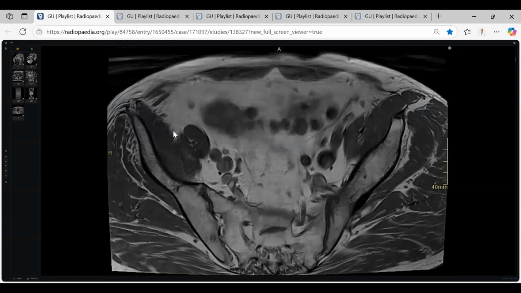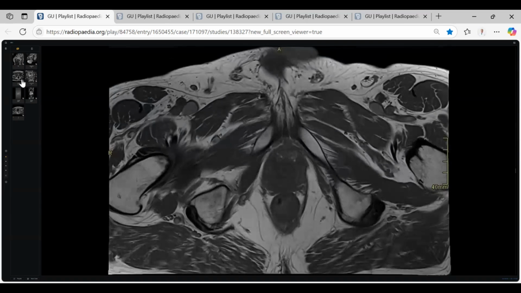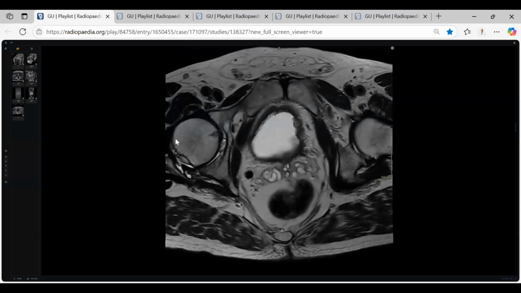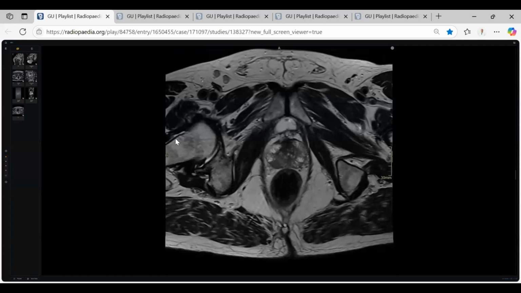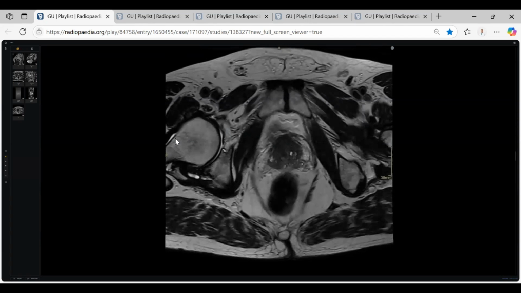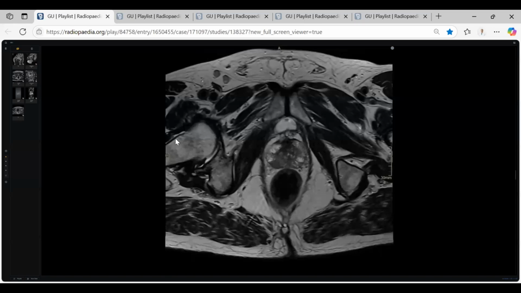I'm trying to look at adjacent lymph nodes. There are no sizable lymph nodes. This is the bladder thickening. And what else? The left ureter appears mildly dilated. This is the prostate. There is central hypointensity in the transition zone. Look at the peripheral zone, please. What happened in the peripheral zone?